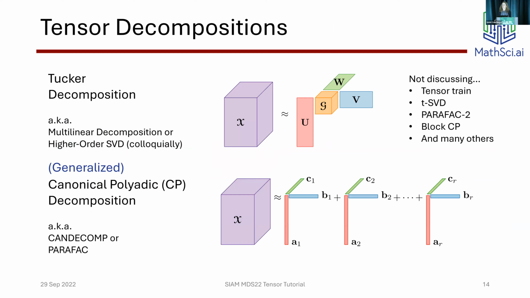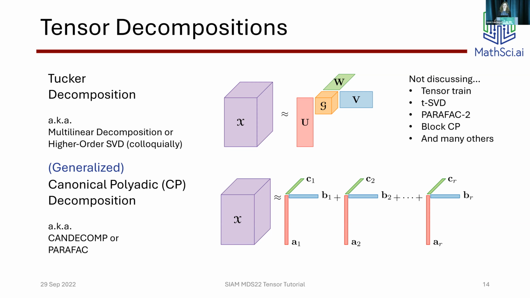Today, what we're going to talk about is two main tensor decompositions that find a lot of utility. One is called the Tucker decomposition. It has other names, such as multilinear decomposition. Sometimes it's also known as higher order SVD, though technically that's an algorithm, but colloquially people often call it that. That is often useful for compression of data, and that's why you're going to have to download this big data set, and then you get to make it smaller.